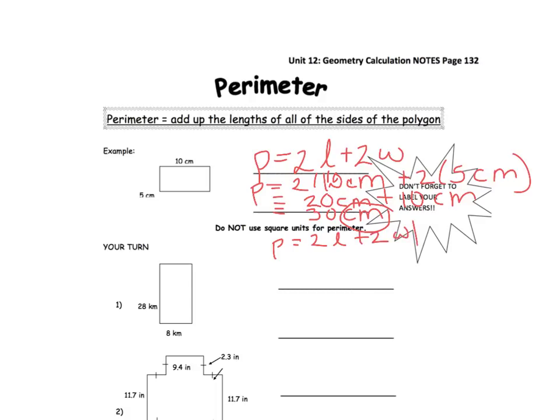Step 2, replace the formula equation with the appropriate numbers. So in this case, it's P equals 2 times 28 kilometers plus 2 times 8 kilometers, which equals 72 kilometers. Now it's your turn. Pause the video and try the next 2 problems on your own, and then press play to see if your answers are correct.